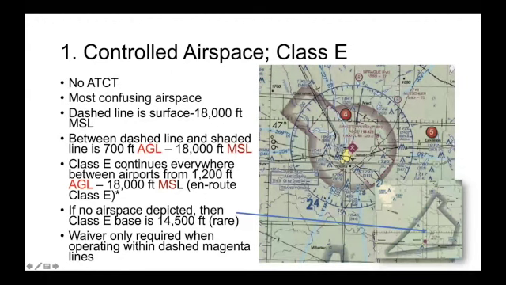Remember this big blue line here, that's just a compass rose. So it gives the pilot, when he leaves out, which direction he's flying. Has nothing to do with airspace. If no airspace is depicted, then Class C base is at 14,500 feet, which is rare to be able to do. And then the waiver is only required when operating within a dash magenta. Dash magenta is the only time that you need to get permission using LAANC, going through Air Maps or Kitty Hawk. And there's others to be able to get that permission to fly.